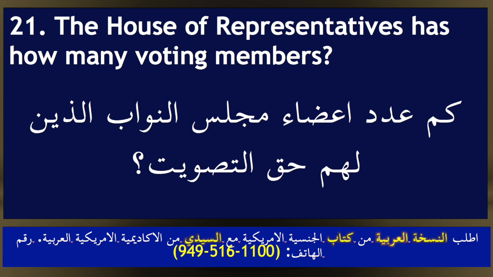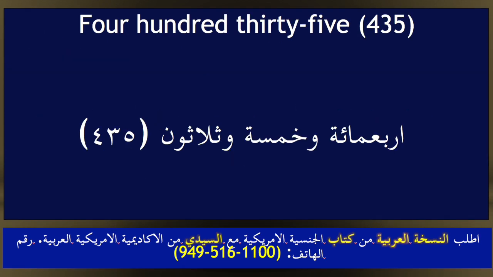Question 21. The House of Representatives has how many voting members? 435.